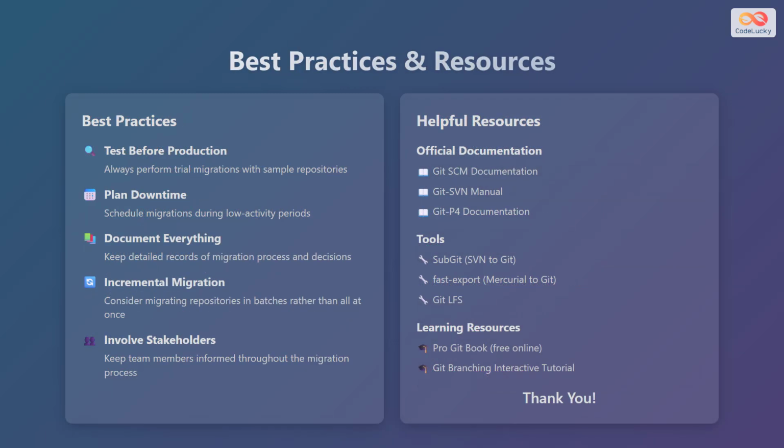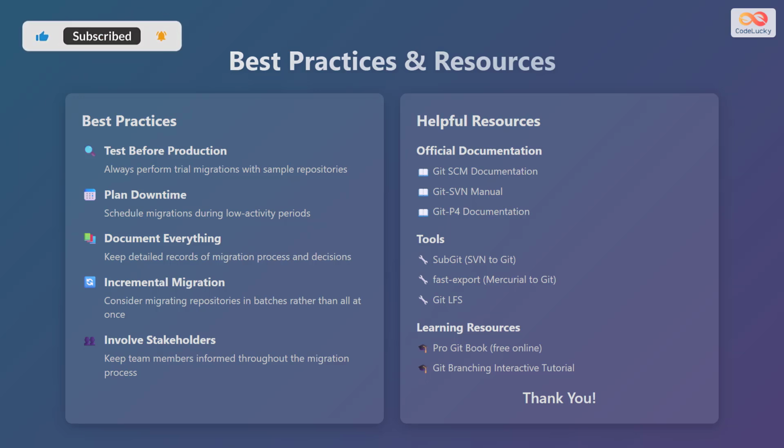Here are some best practices to keep in mind. Always perform trial migrations with sample repositories. Schedule migrations during low activity periods. Keep detailed records of migration process and decisions. Consider migrating repositories in batches rather than all at once. Keep team members informed throughout the migration process.